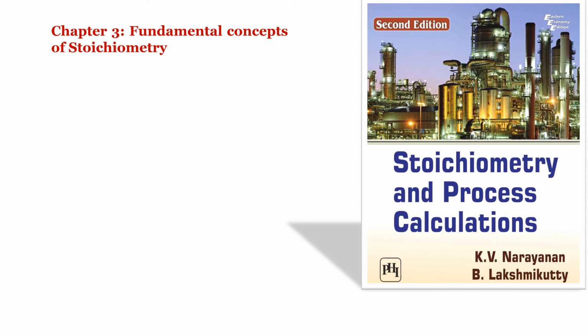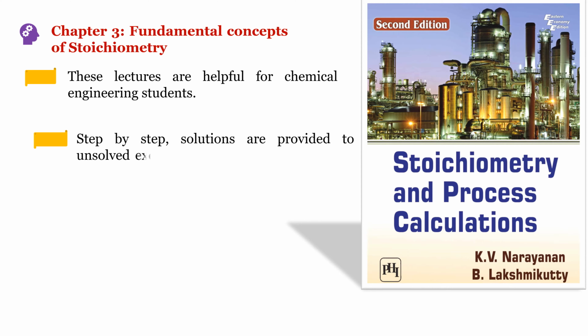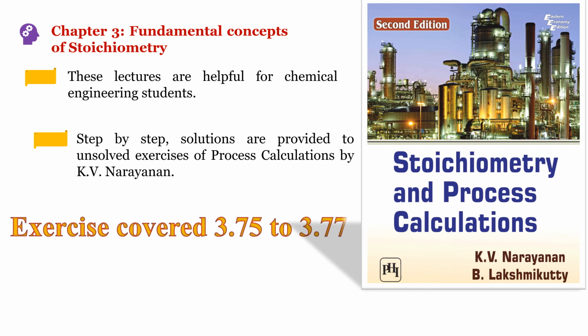In this lecture series, we will solve the unsolved problems of a famous book, Stoichiometry and Process Calculations by K.V. Narayanan. These lectures are helpful for chemical engineering students because process calculations is a core subject for the chemical engineering branch. During the lecture, a step-by-step solution will be provided. In this lecture, exercise numbers 3.75 to 3.77 will be covered.